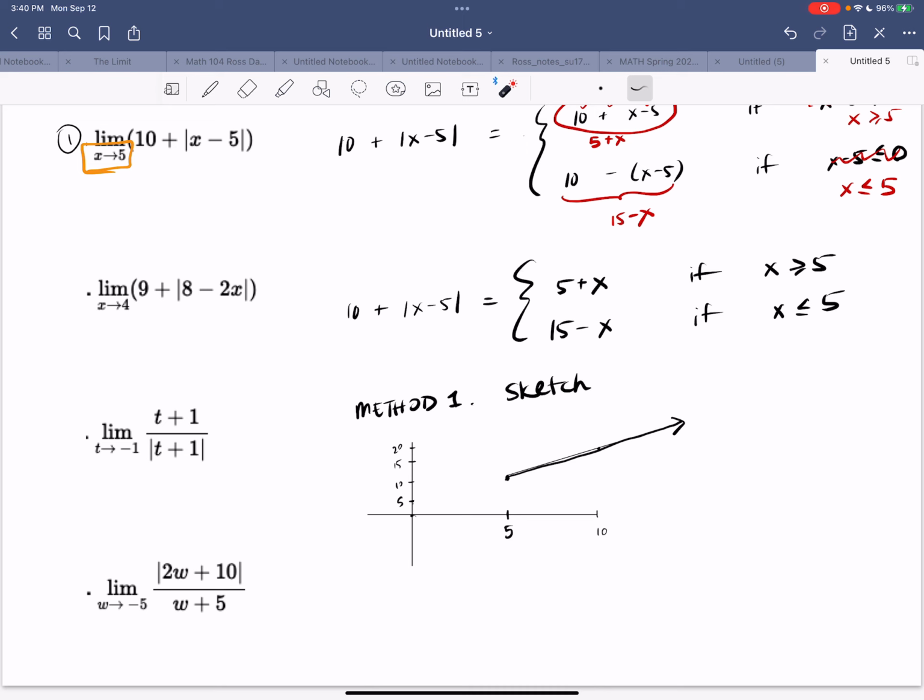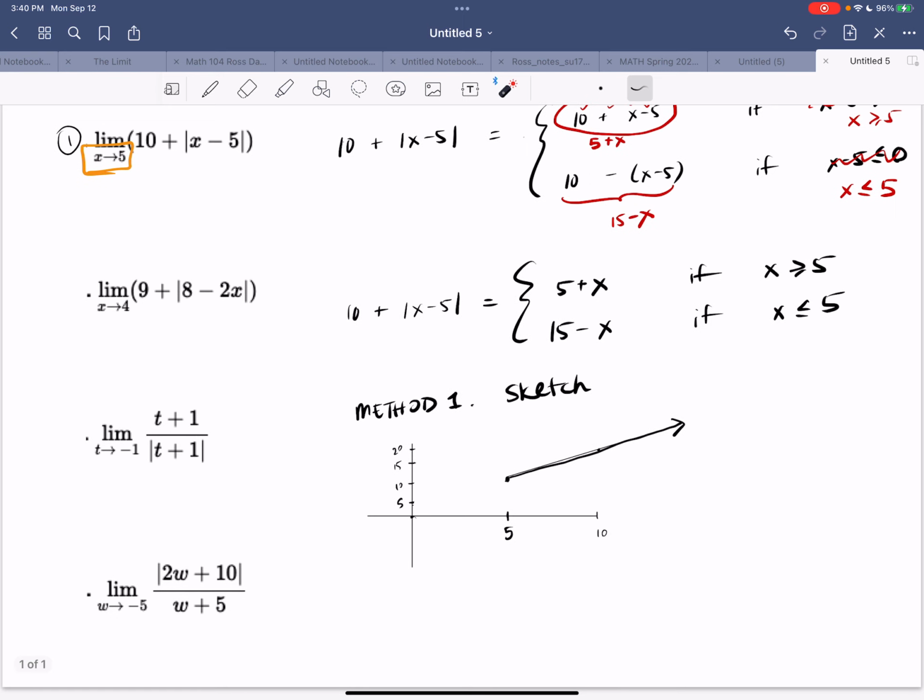And let's see, if x is equal to 5, we'll be at 10. And if x is equal to 0, we'll be at 15. And if x is equal to -5, we'll be at 20. So this is going to be a line that looks like that. Okay, let me go ahead and draw that in.